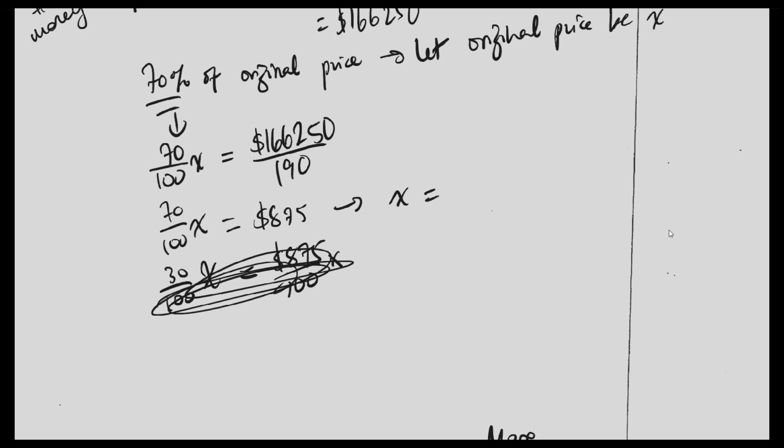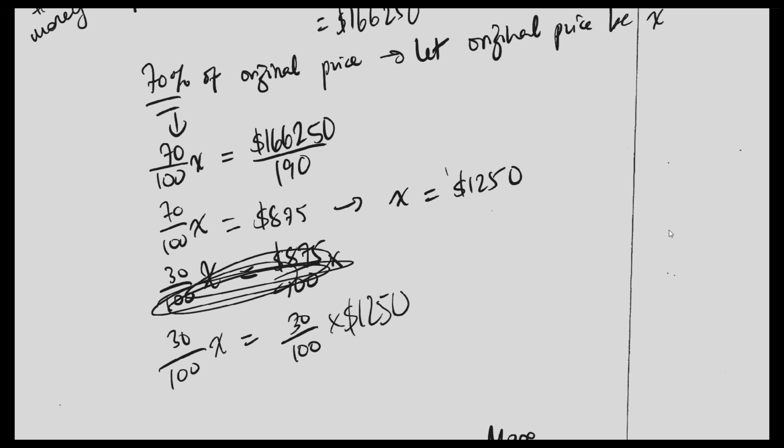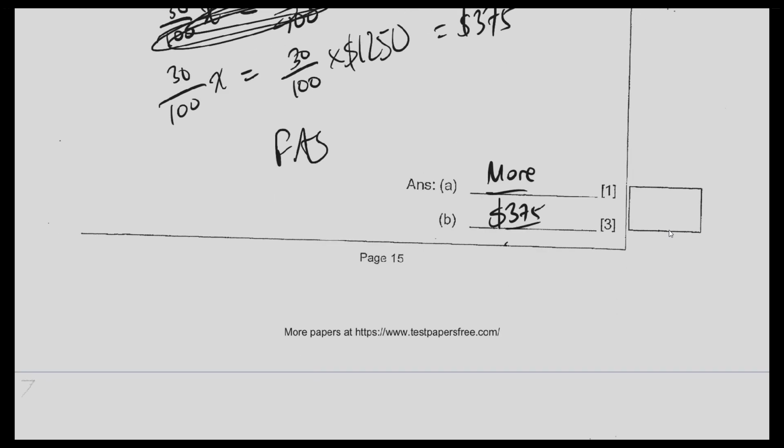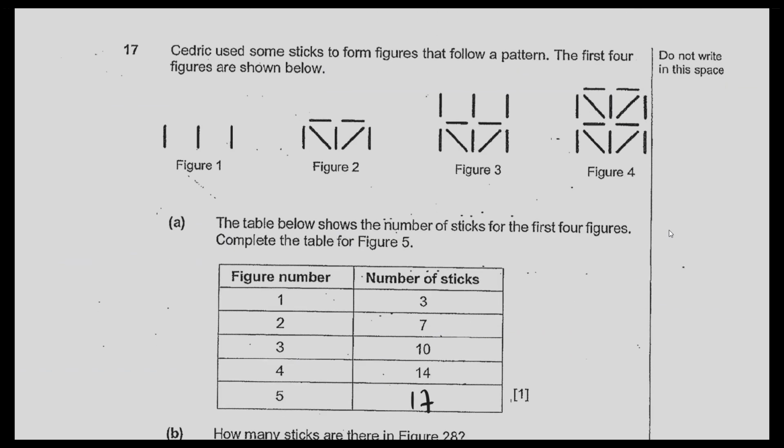So X is 875 times 100 divided by 70. And then you can find 30 out of 100x, which is just 30 out of 100 times 1250, which is 375 degrees, write your FAS. Right, 375 degrees. Right, final question, question 17.